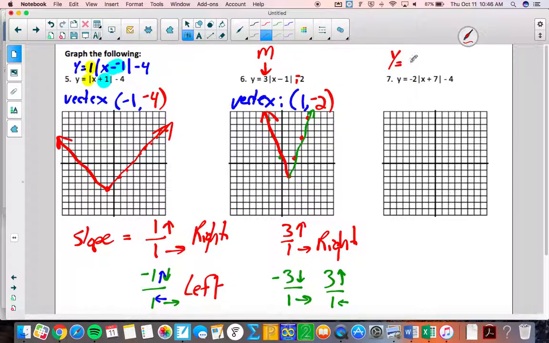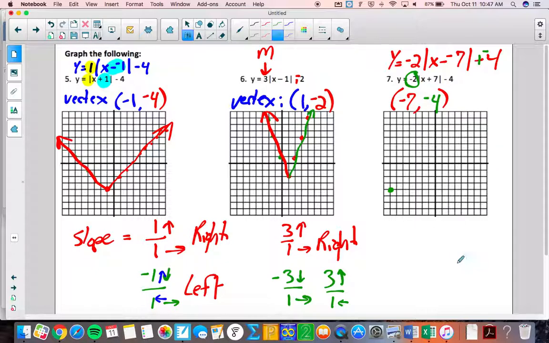Awesome. Number 7, I noticed that there's not subtraction after the x in the absolute value sign. So instead of writing +7, I'm going to write -7. So the vertex starts with what value is getting subtracted from x. That's -7. And then the k value, or the y coordinate of my vertex, is whatever's getting added outside of the absolute value sign. -4 is getting added outside of the absolute value sign. So that's my vertex. -7, -4.